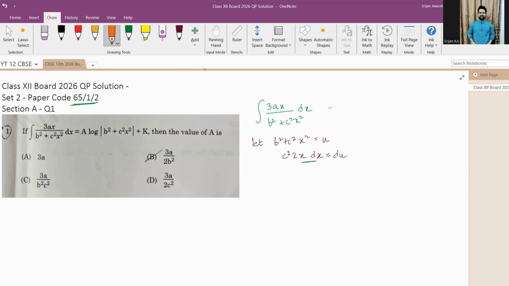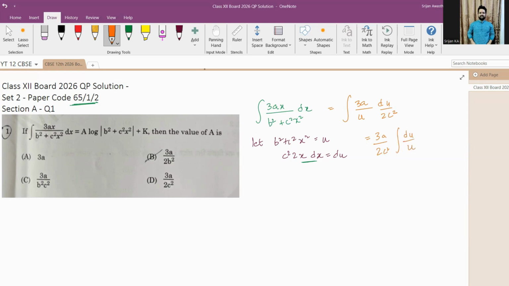Let's just quickly write the new question, which is 3a divided by whatever this was has become u. X dx has become du over 2c square. Now, as you can see, our answer is here. If you solve it, this becomes 3a over 2c square integration of du over u.